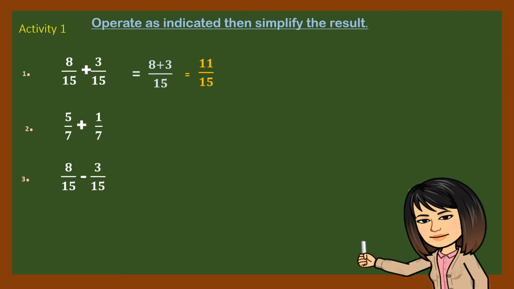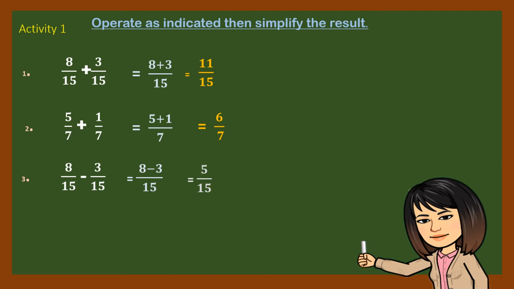Next, for number 2, add the numerators 5 and 1, then copy the 7. So we have 6 over 7. Next, for number 3, this is not only for addition, it is also for subtraction of similar fractions. Again, they are called similar fractions because the denominators are the same. So, addition and subtraction of fractions have the same rules. Let us add or subtract the numerators and copy the common denominator, then simplify.